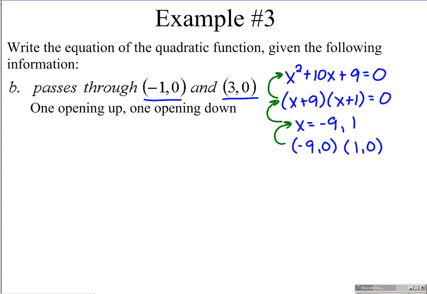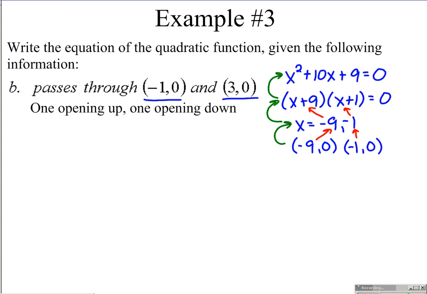Well, this solution of -9 right here is produced by the factor x plus 9. This solution of 1 right here, that should be -1. Go back and fix that. That solution of -1 is produced by this factor right here of x plus 1.